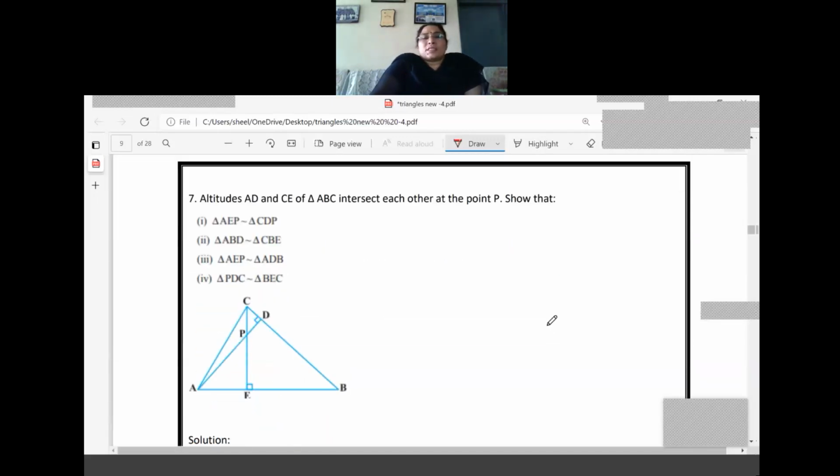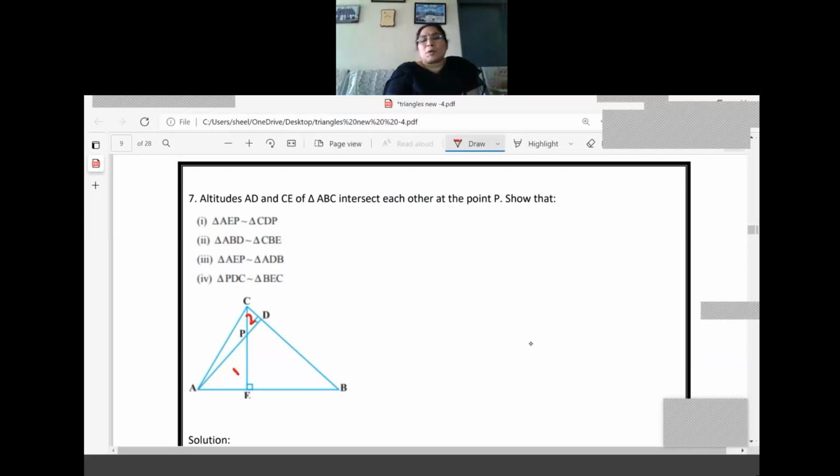This question is easy for you because we have to find two angles from the diagram. Altitudes AD and CE of triangle ABC intersect each other at the point P. Show that triangle AEP is similar to triangle CDP. From there you have to find two angles.